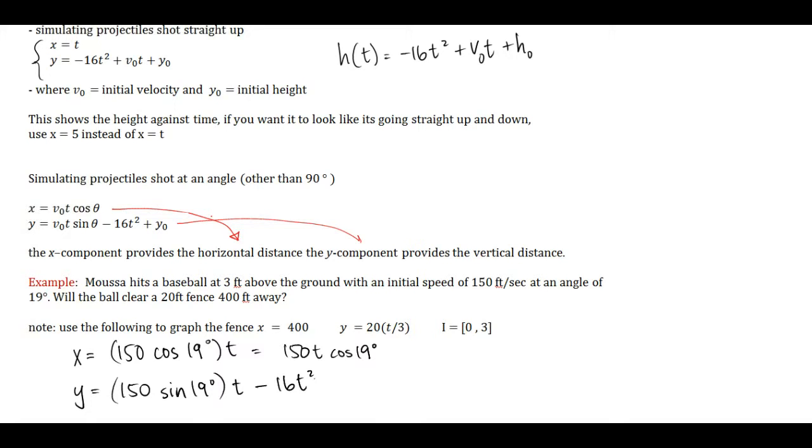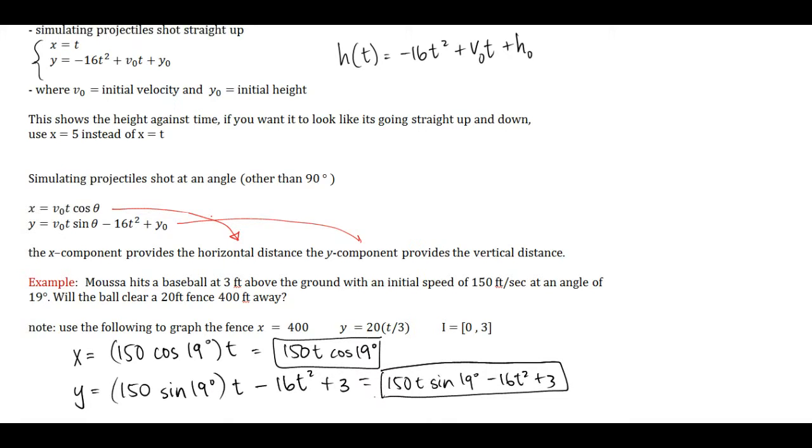And you're going to start off with the initial height, which just happens to be 3. And so now we have two beautiful parametric equations. Here is our x equation. And if you want, I can write this one the same way: 150t sine 19, minus gravity, plus the initial height. That's the height of the ball that is going to be hit.